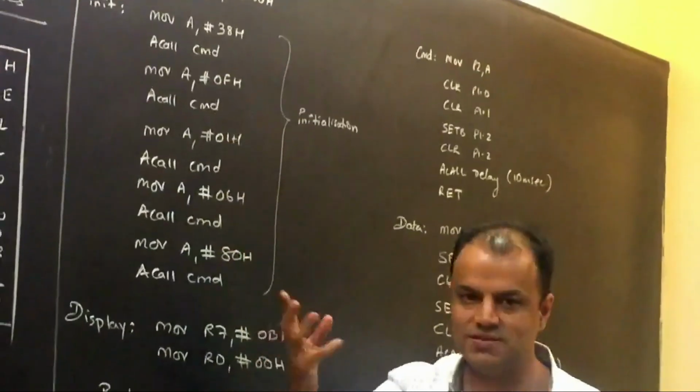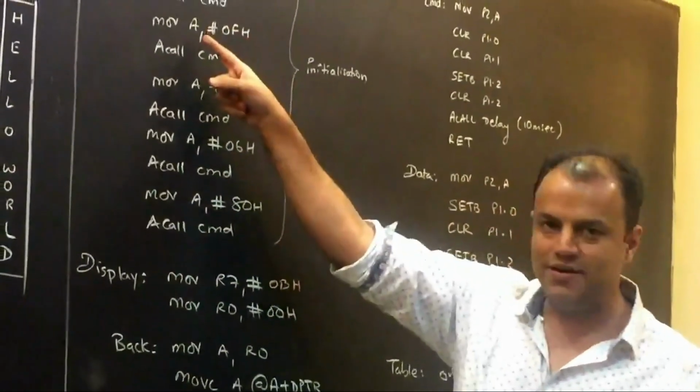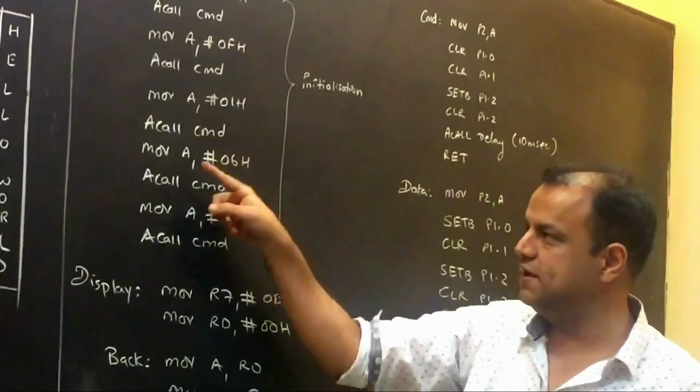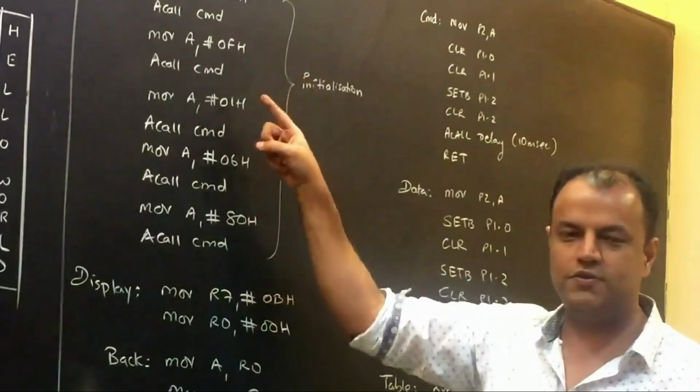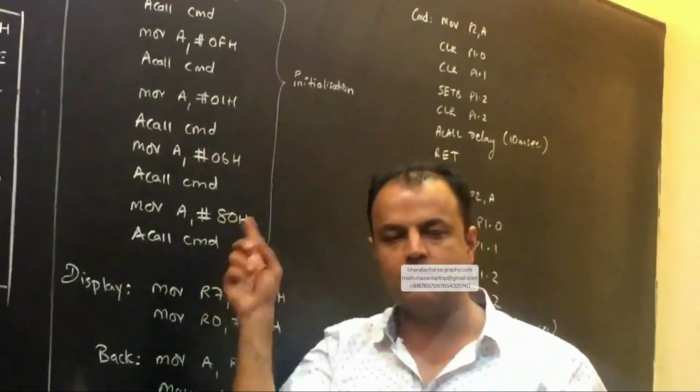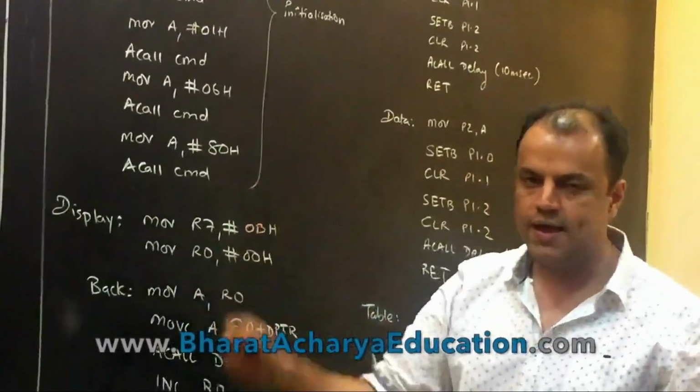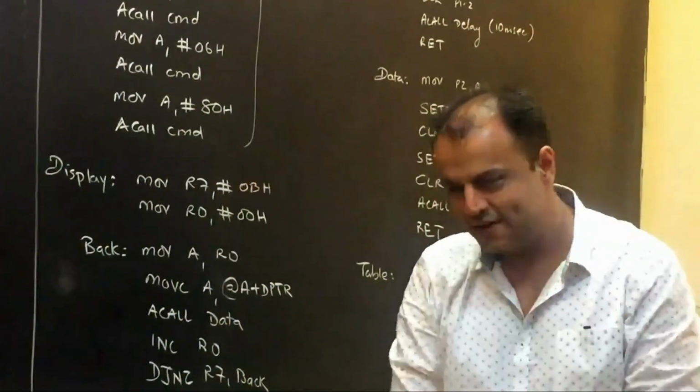Now all the commands are given in the same way. Just put the command in A, call the routine. Command in A, call the routine, etc. So 38, 0F, 01, 06, 80 are the commands which you put in the A register one by one and call your command routine. Tell me, did you understand this?